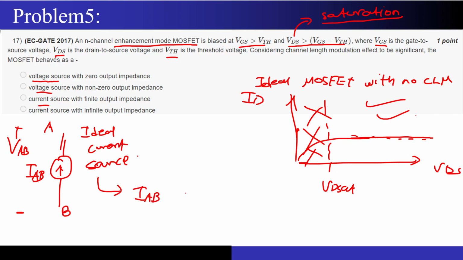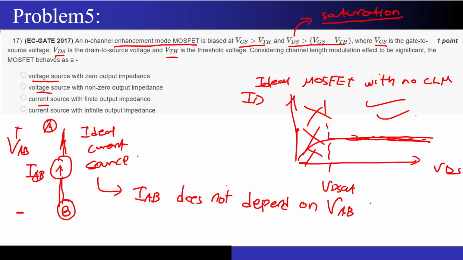IAB, that is, a current that does not depend on VAB. I hope you remember this from your electrical networks, right? Any voltage I apply across the current source, its value should not change, right? And this is what the ideal MOSFET is telling us, right? The current is not changing despite the fact that I am changing the voltage between these two terminals.